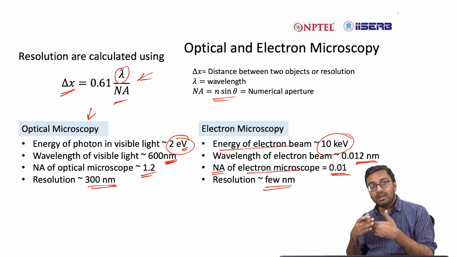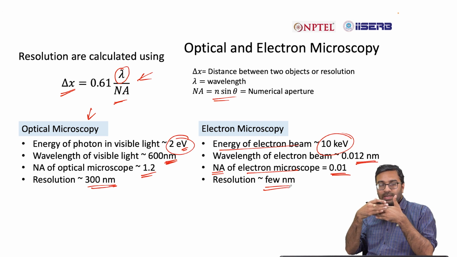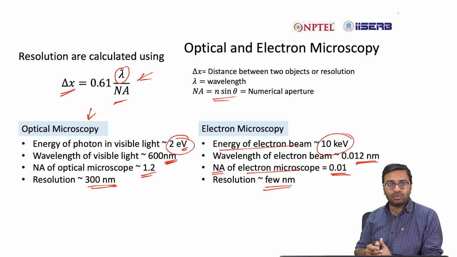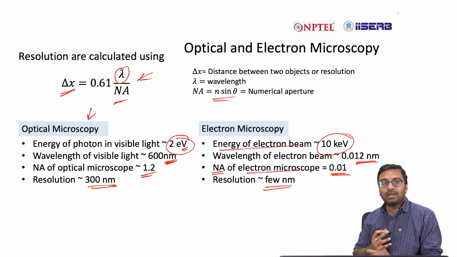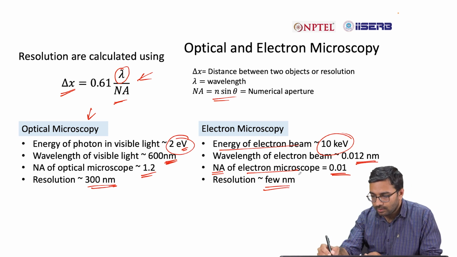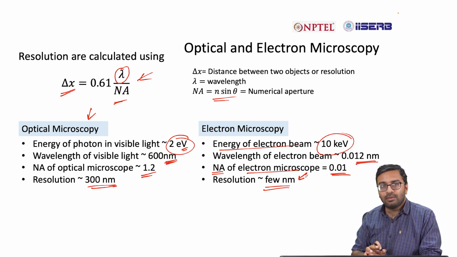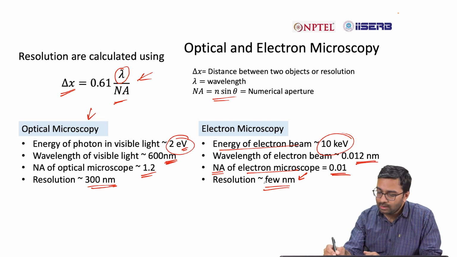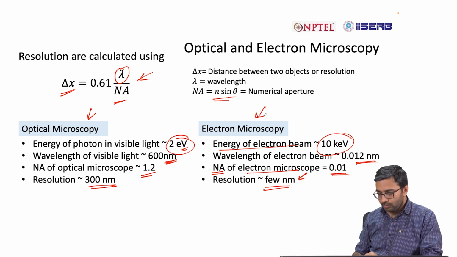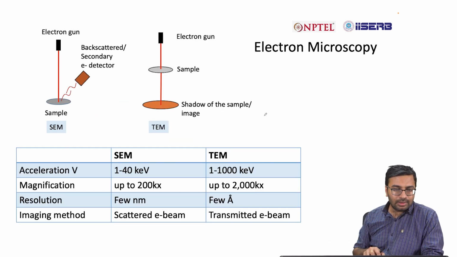You also can image different crystal planes if you are using an electron microscope. So the resolution is quite high. That is, very small feature size also can be imaged using an electron microscope. So here is the basic details regarding electron microscope.